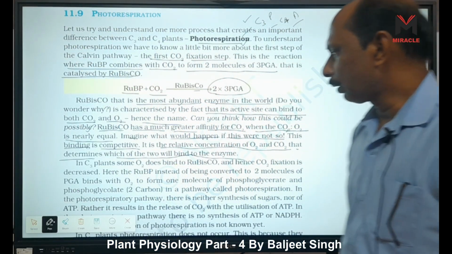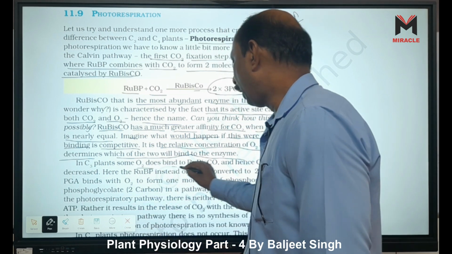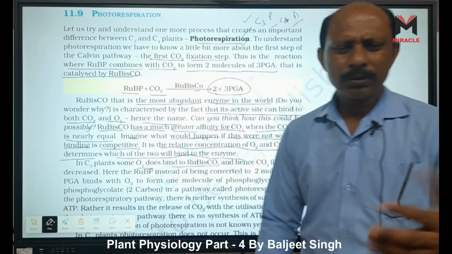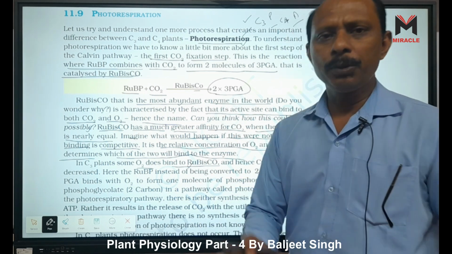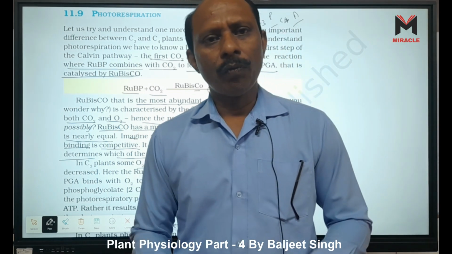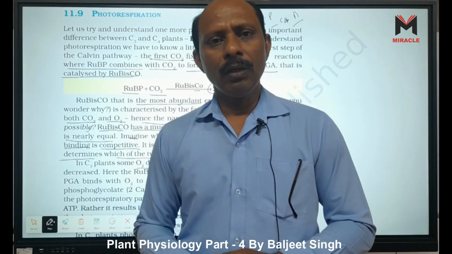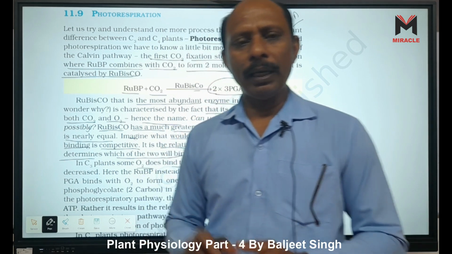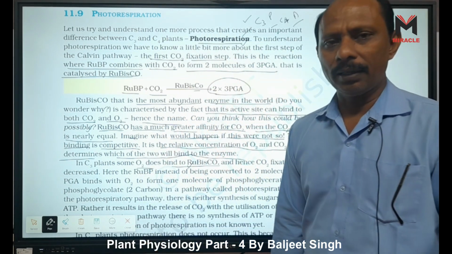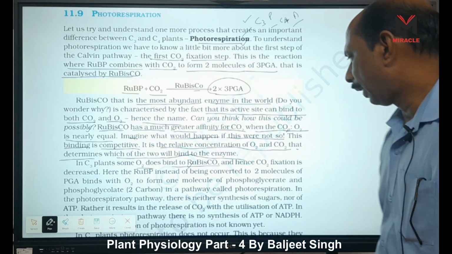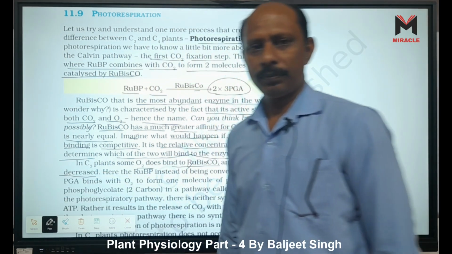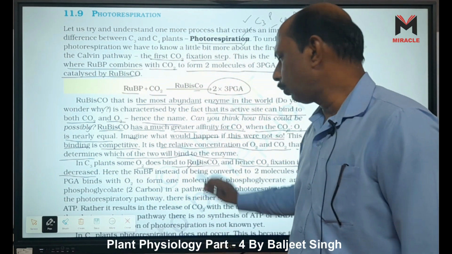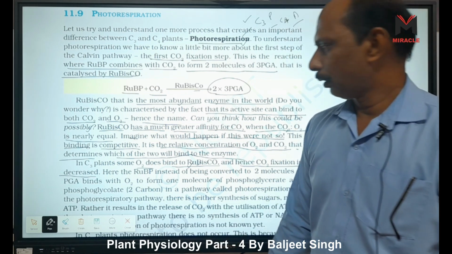In C3 plants, some O2 does bind with Rubisco every time. That is why not all the Rubisco enzymes are involved in carbon fixation, or we can say the formation of sugar. That is why production here is less than in C4 plants. Hence CO2 fixation is decreased, because some Rubisco binds with oxygen.